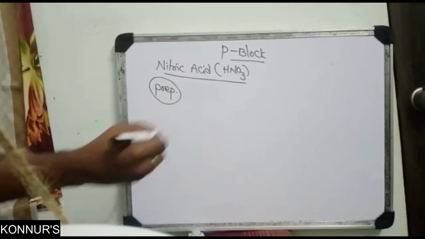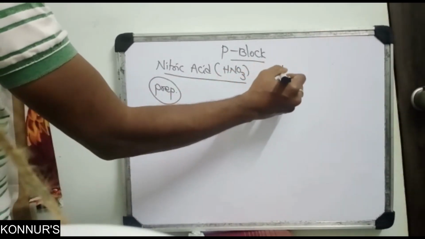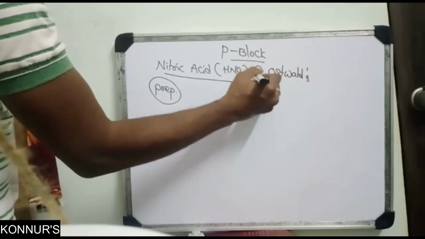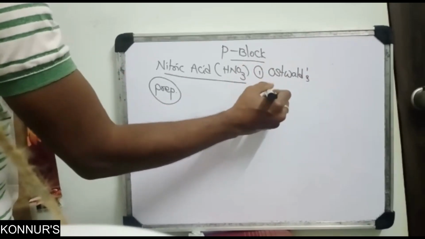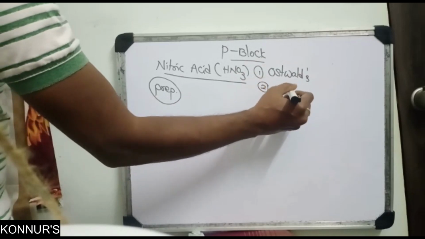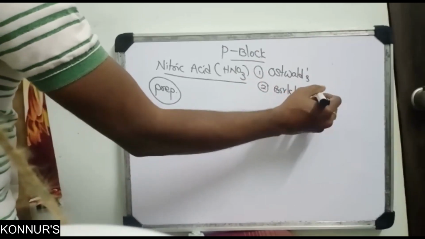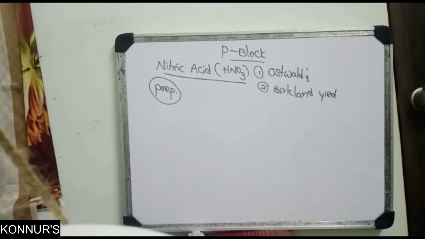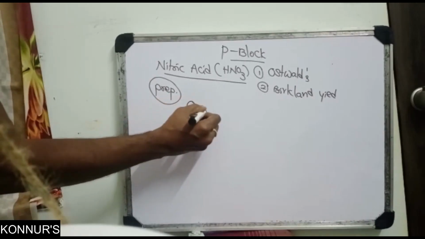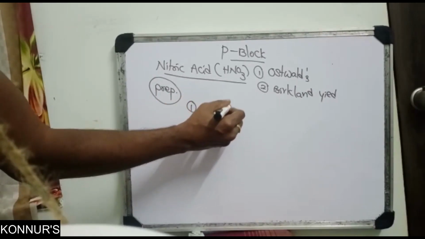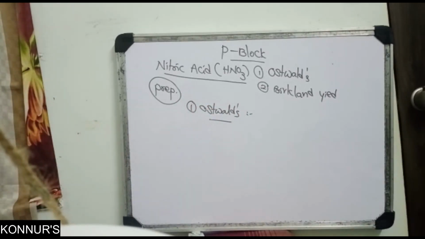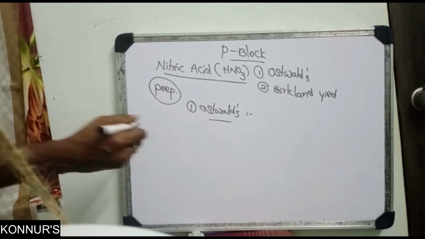So, Ostwald's process is there. Next, second, the Birkeland-Eyde process. So one is Ostwald's, the other Birkeland-Eyde process. First one, Ostwald's process. In Ostwald's process, what you take is ammonia.